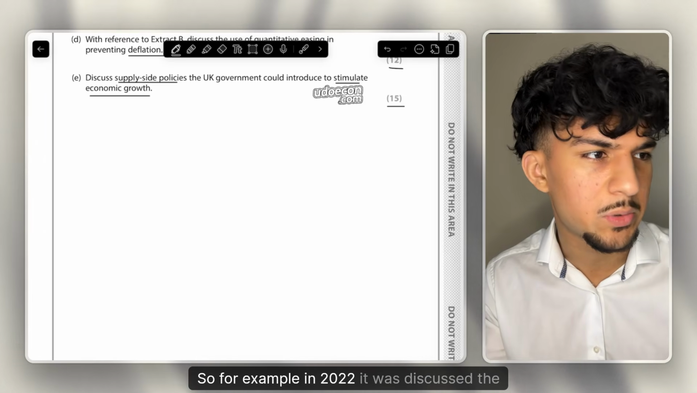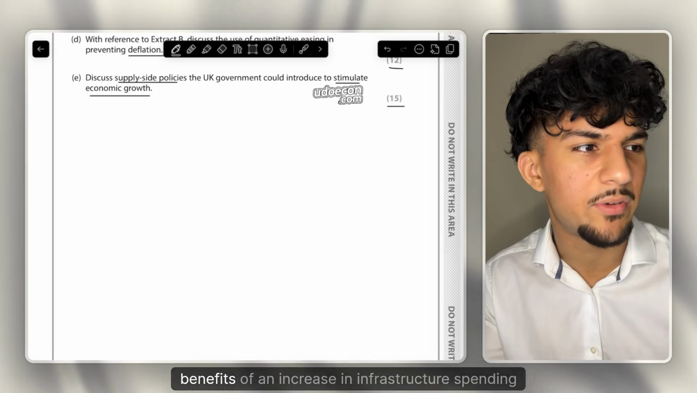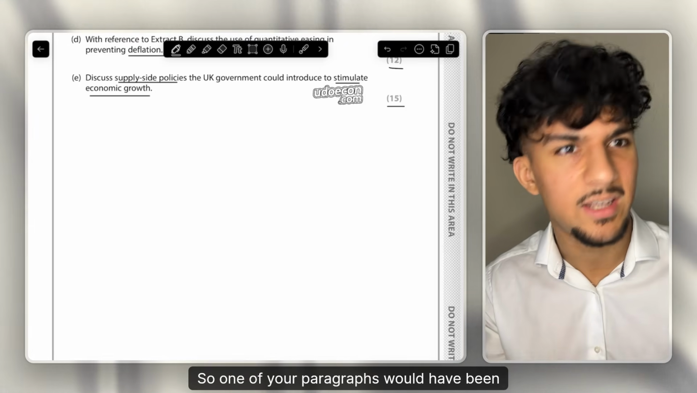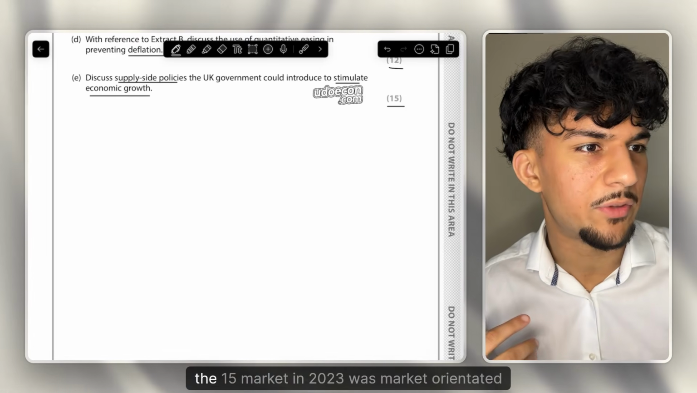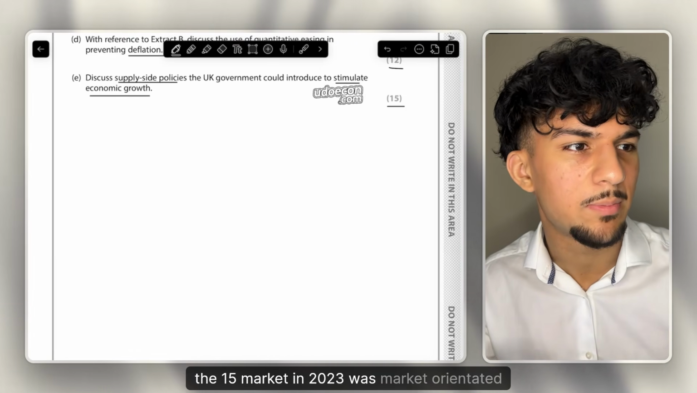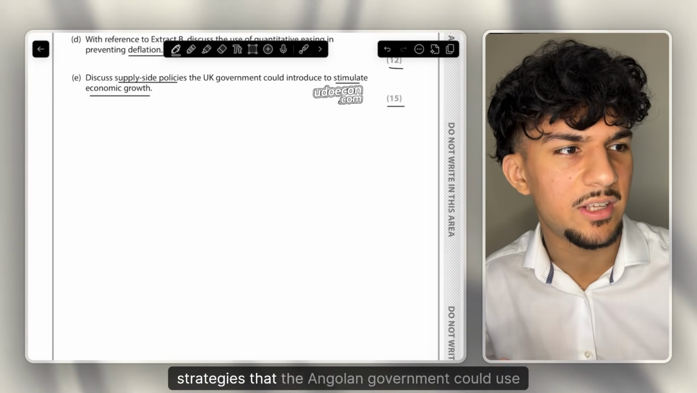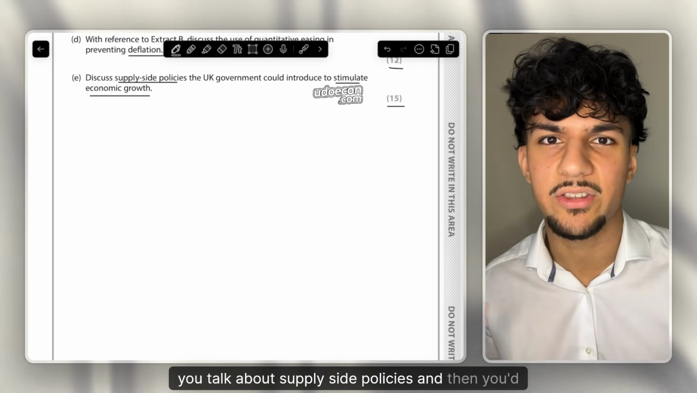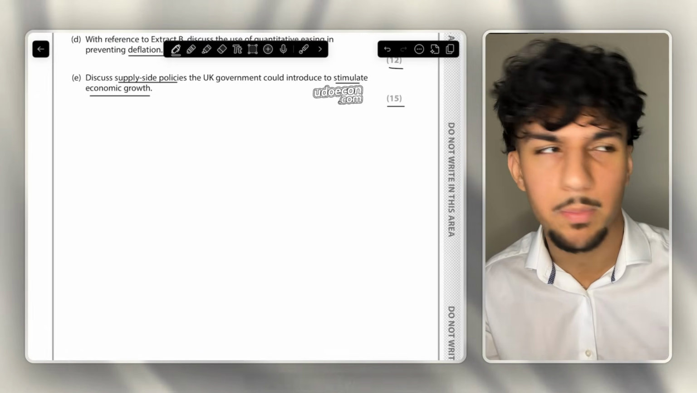So for example, in 2022, it was discuss the benefits of an increase in infrastructure spending on the UK. So one of your paragraphs would have been a supply side policy. The 15 mark in 2023 was market orientated strategies that the Angolan government could use to improve development. Yes, you talk about supply side policies and then you'd link it at the end to development. Yeah, so a bit of a twist on it.